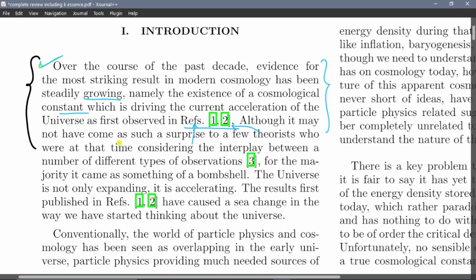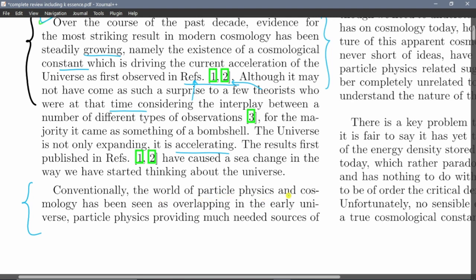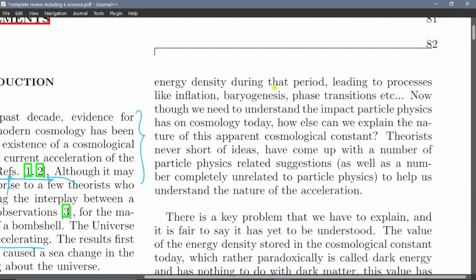Although it may not have come as such a surprise to a few theorists who were at that time considering the interplay between a number of different types of observations, for the majority it came as something of a bombshell. The universe is not only expanding, it is accelerating. The result first published in references 1 and 2 has caused a sea change in the way we have started thinking about the universe. Conventionally, the worlds of particle physics and cosmology have been seen as overlapping in the early universe, with particle physics providing a much needed source of energy density during that period, leading to processes like inflation, baryogenesis, phase transitions, etc.